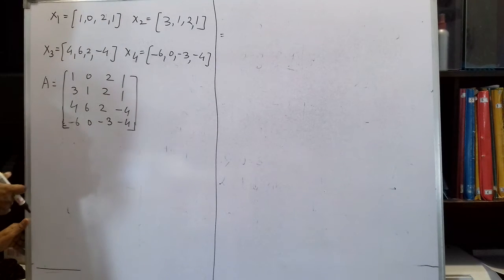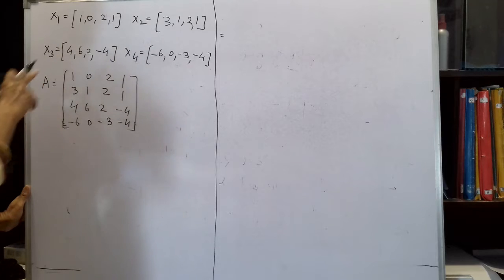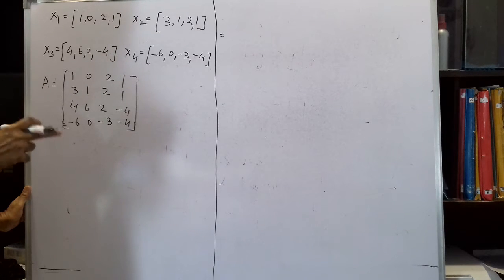We have to find the linear dependence of the vectors using the matrix method. Here four vectors are given, x1, x2, x3, x4. We have to find the linear dependency of the vectors. Are they related by a linear combination using k1, k2, k3, k4? That we have to check, and we have to find the values of k1, k2, k3, k4.